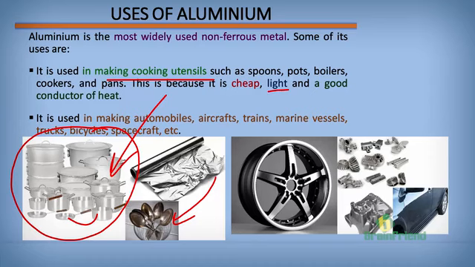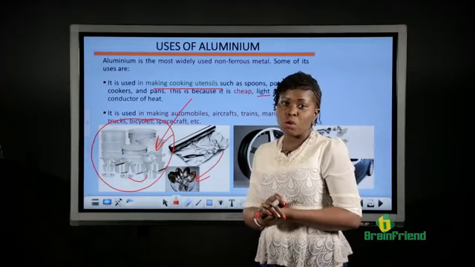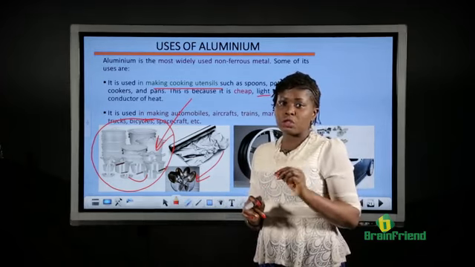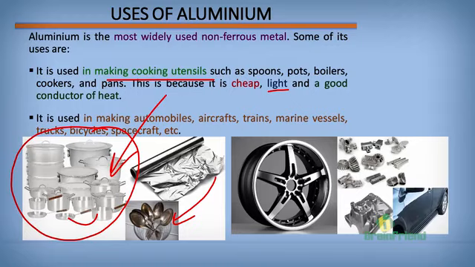Of course, our pots and pans are good conductors of heat. If not, the heat from the fire will not be able to get through to cook our food. So aluminium is a very good conductor of heat, so it is mainly used in the making of our cooking utensils. Aluminium is also used in making automobiles, aircrafts, trains, marine vessels, trucks, bicycles, spacecrafts, etc. So it is used also in making of most of our automobiles and their parts.